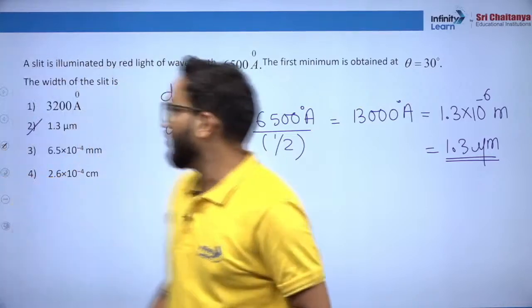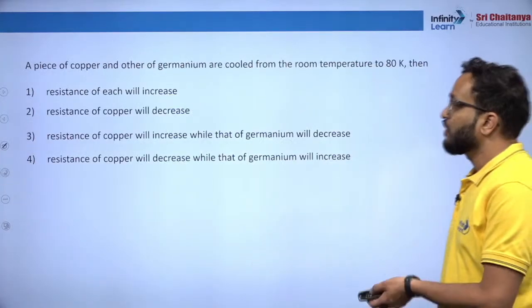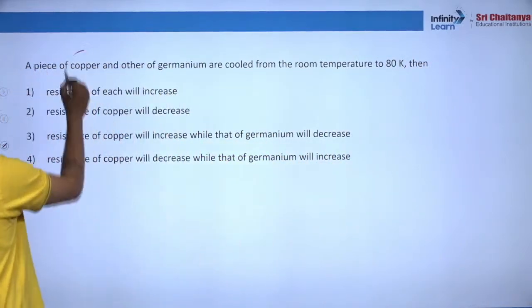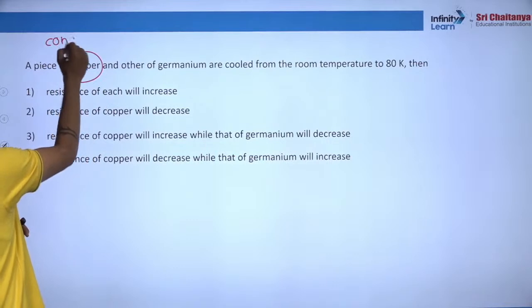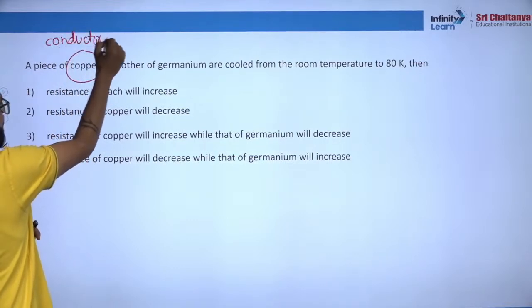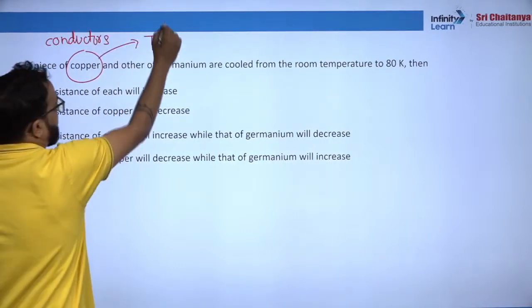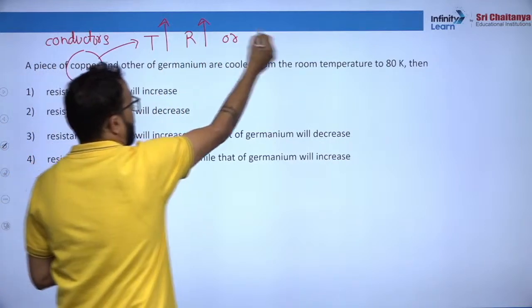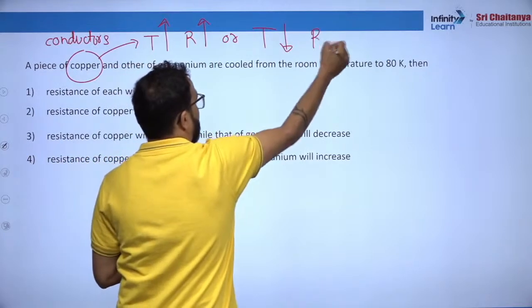Okay, so let's move on to the next question. This is understood. So here a piece of copper and other is germanium. So what is copper? Copper is conductor, and in conductors what happens, if you increase temperature, resistance increases, or if you decrease temperature, then resistance decreases.